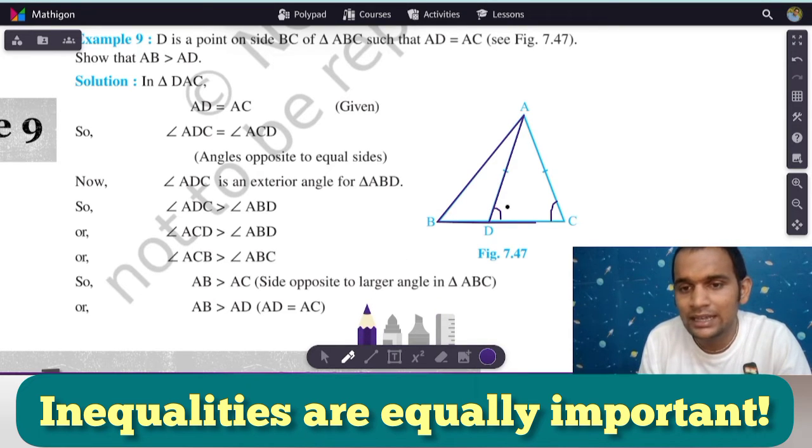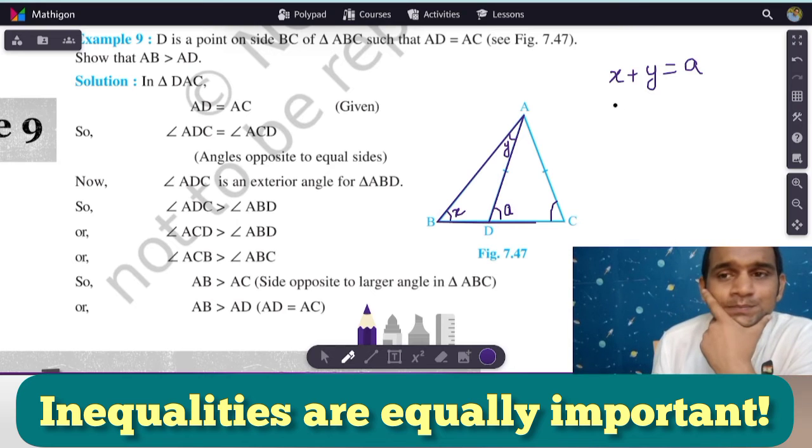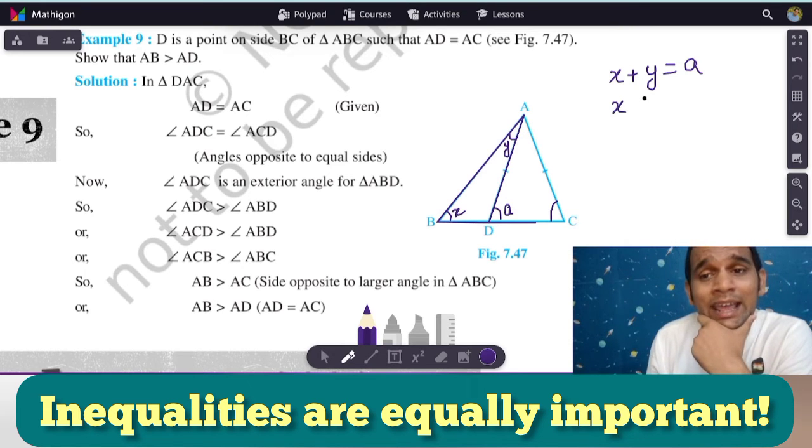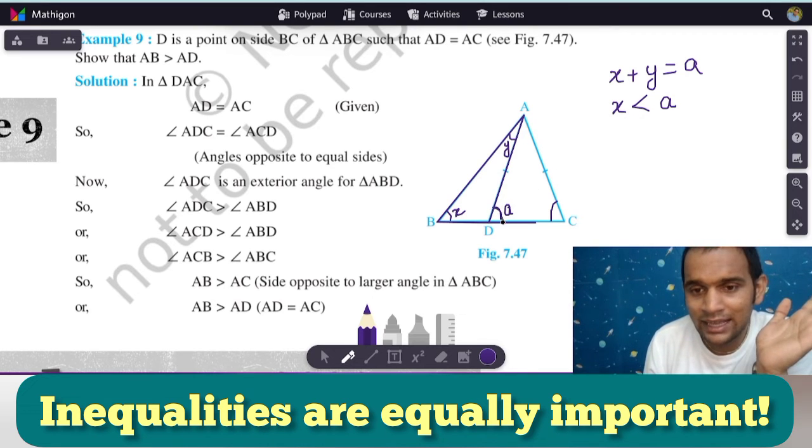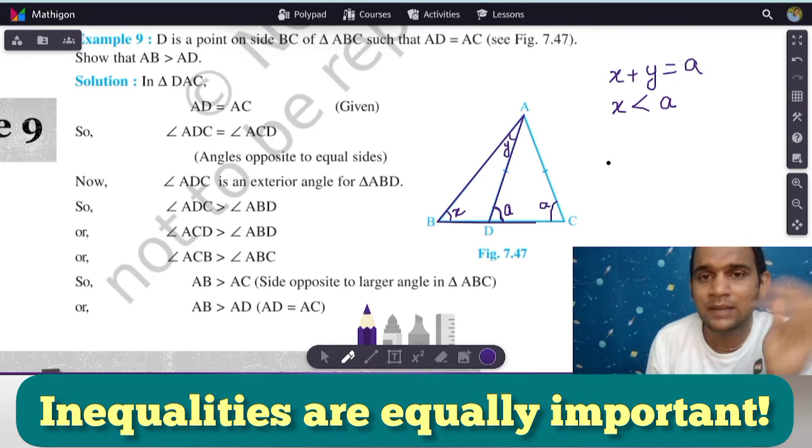So now I take ADC as A, and these two angles as X and Y. I'm doing this for a purpose. I don't want to write all the three letters like ABD, BAD again and again. So now according to the exterior angle theorem, what will you see? X plus Y is equal to A. Yes or no? So can I say that X is less than A? Now, as you can see, this A is equal to this angle, so I'll name this as A as well. Are we clear with that?